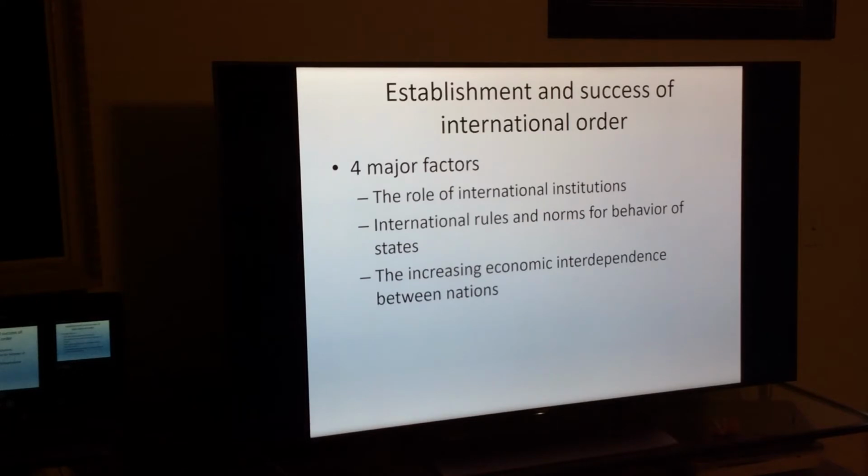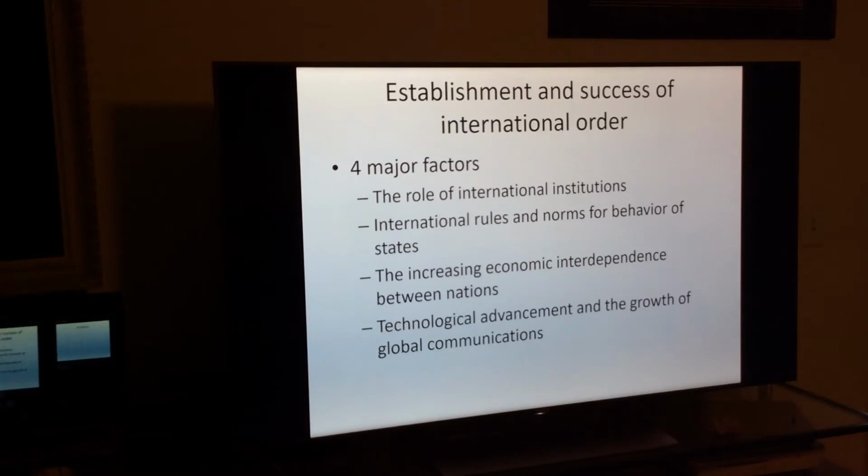The increasing economic interdependence between nations. Most of the parts for Chevy cars that are built in the United States come from Mexico. Computer parts come from Taiwan, Japan, South Korea. So all these states are economically interdependent. All of our products, like our iPads, iPhones, Android phones, they're all made in China.